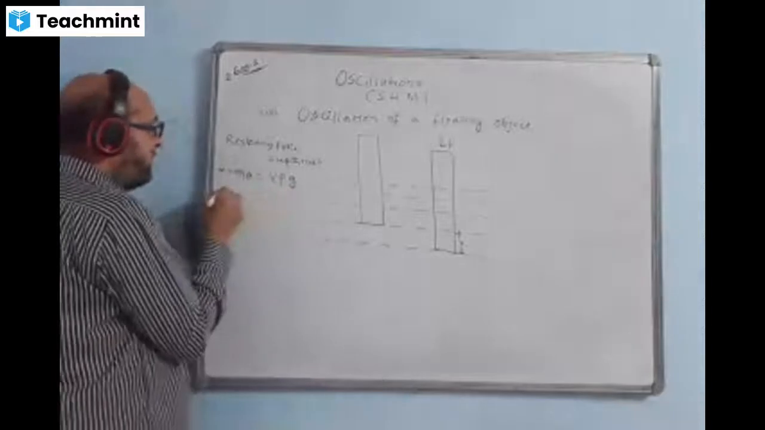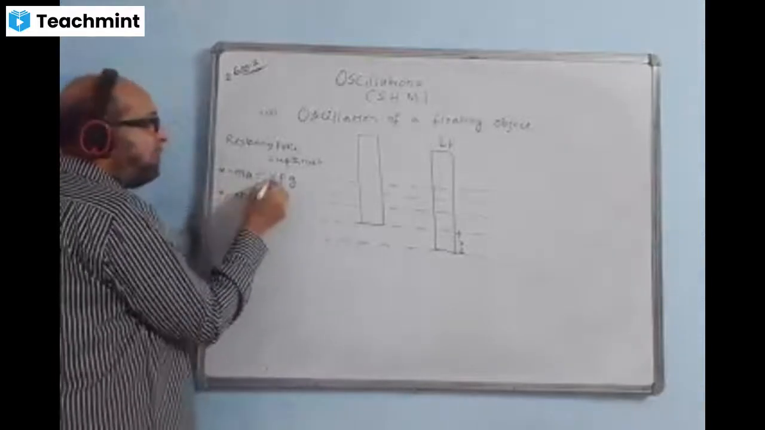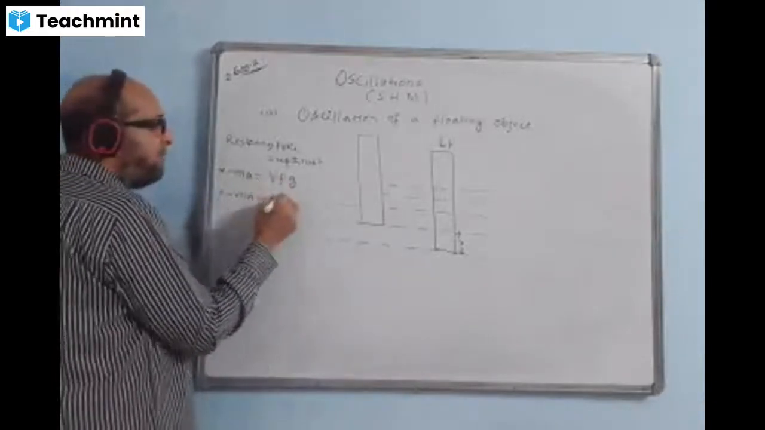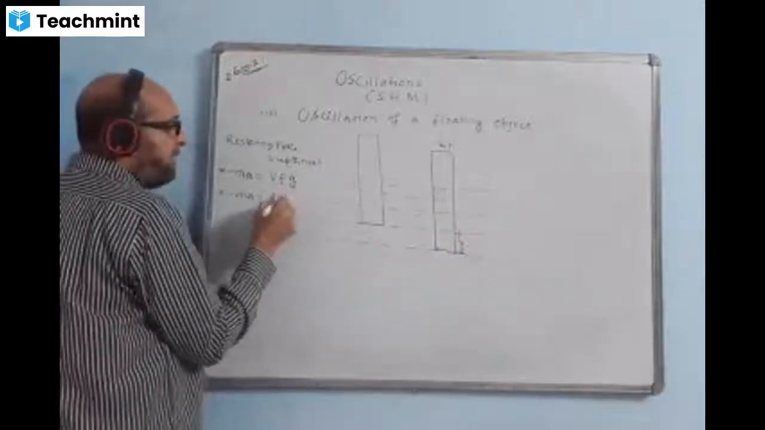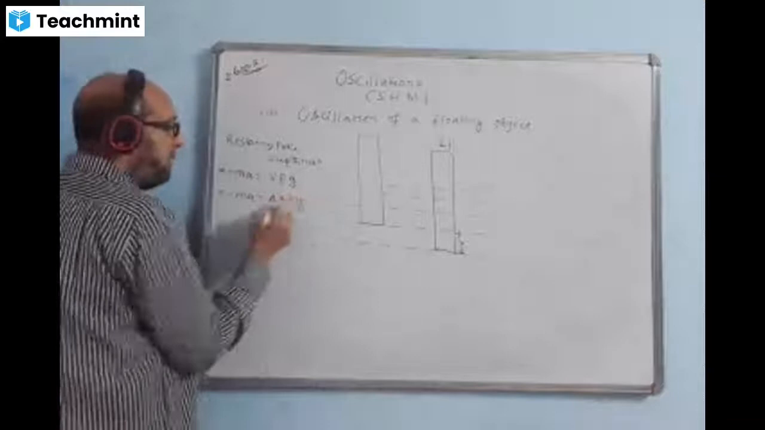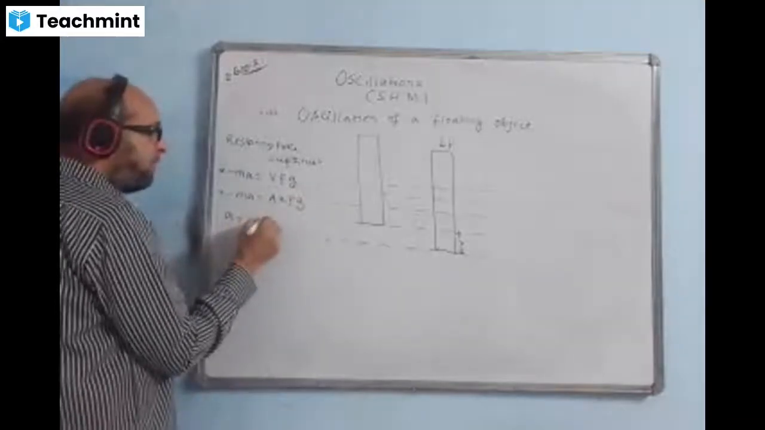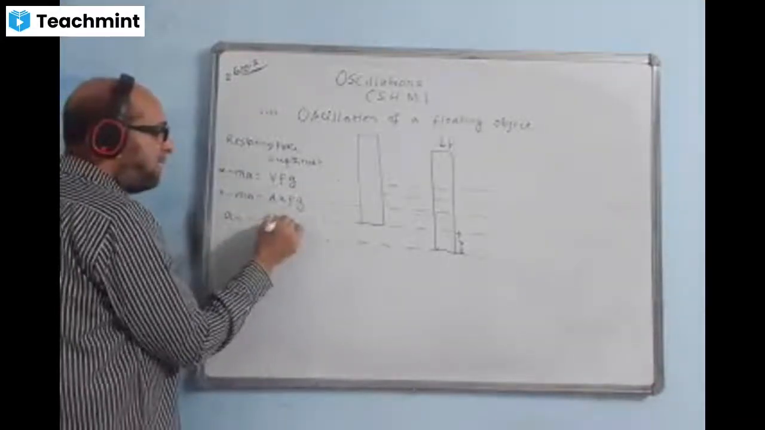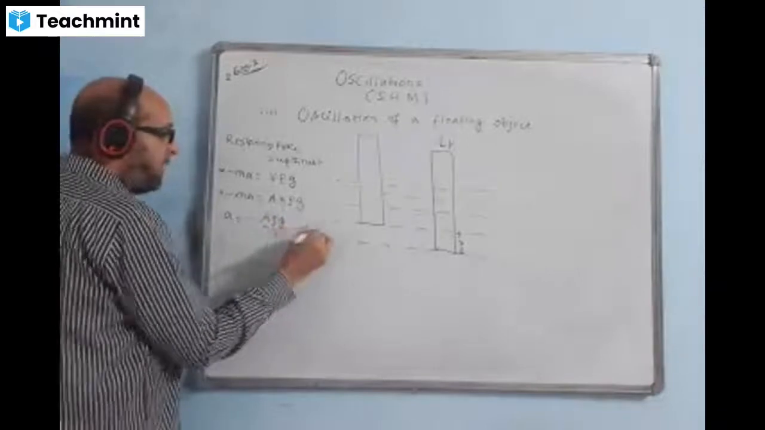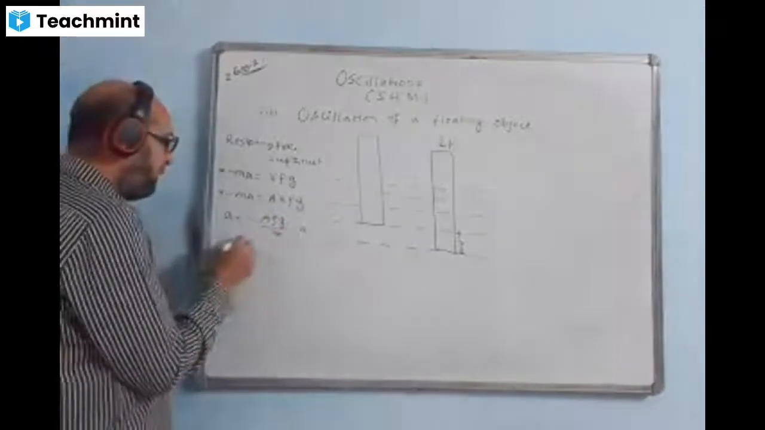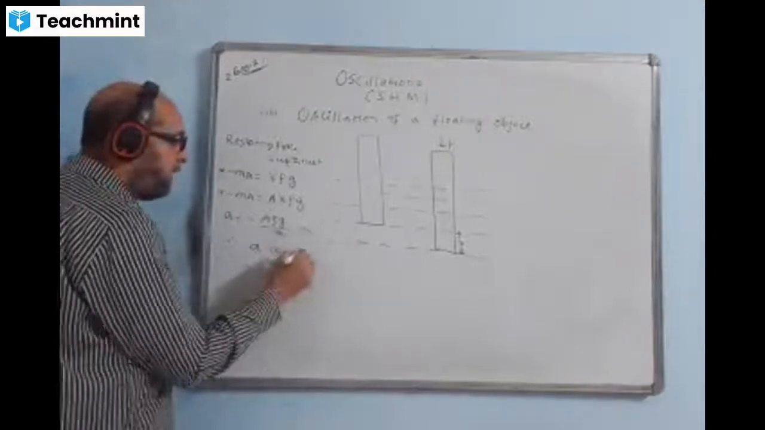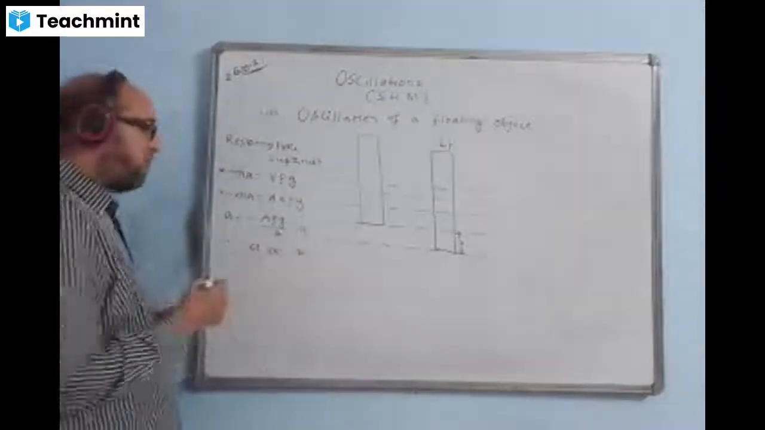Next line we write minus ma. The volume of the liquid displaced will be the area of cross section of this one into the displacement x, and then write rho g. Make a the subject of the formula. The formula will now become minus A rho g by M into x. Therefore, a is proportional to minus x. Hence, the motion is simple harmonic.